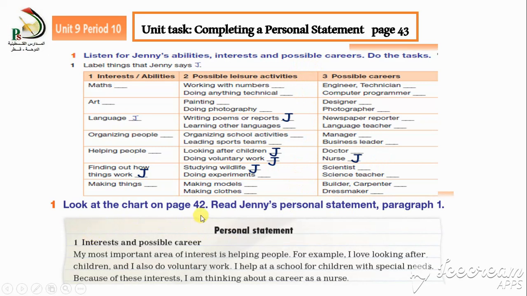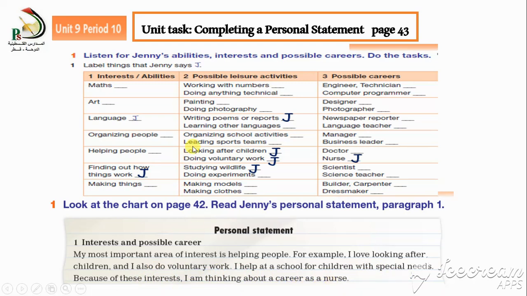Look at the chart on page 42. Read Jenny's personal statement, paragraph 1, interest and possible career. How did they explain it in sentences? My most important area of interest is helping people. For example, I love looking after children and I also do voluntary work. I help at a school for children with special needs. Because of these interests, I'm thinking about a career as a nurse.